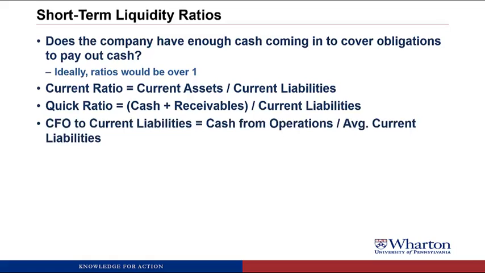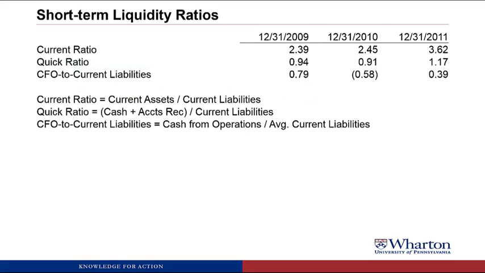One more ratio is cash flow from operations to current liabilities. So we divide cash from operations by average current liabilities. This is more backward looking. It's saying over the past year, did you have enough cash generated from operations to cover your average level of current liabilities? So here's what the ratios look like for Plainview. So why don't I put up the pause sign and you can take a look at them.